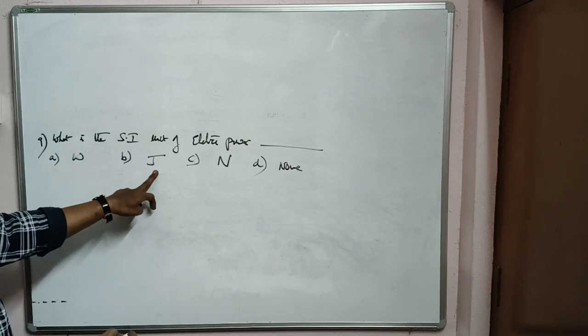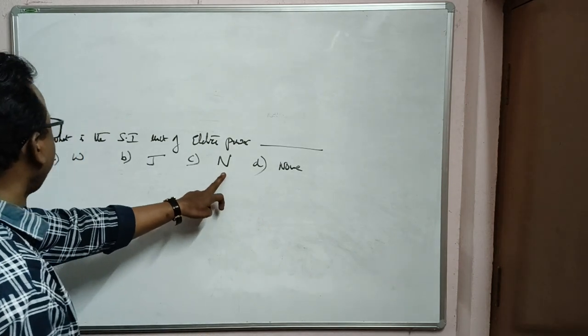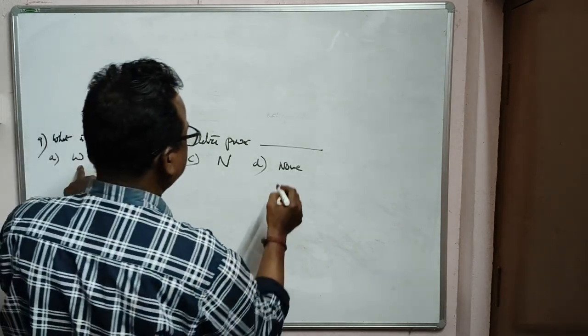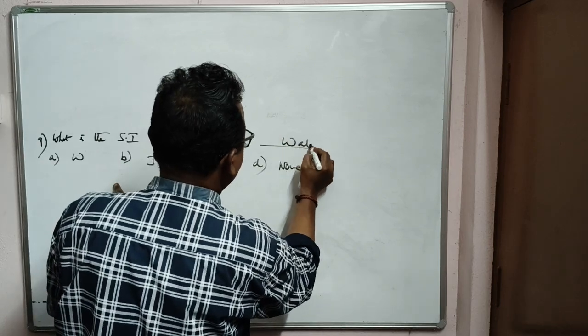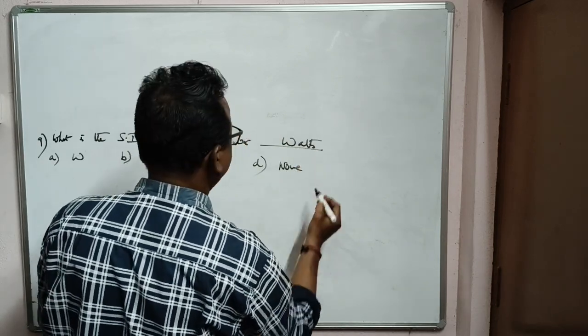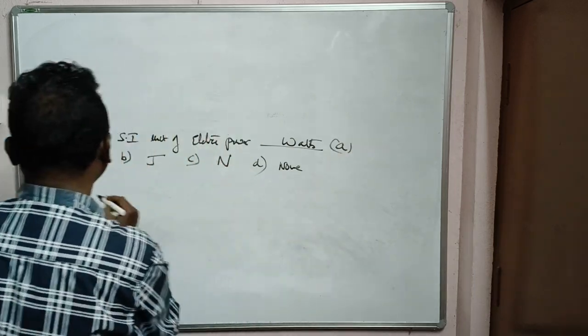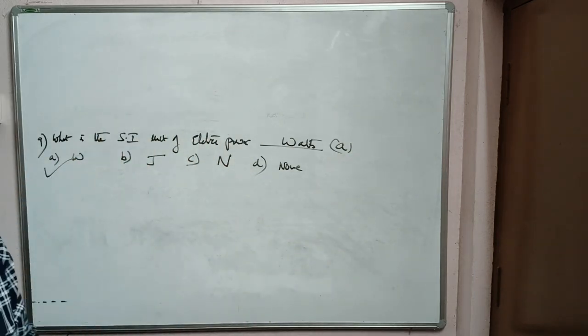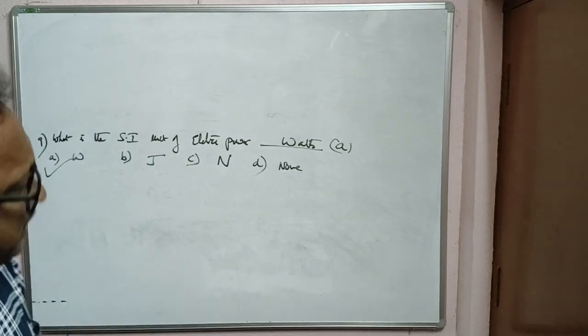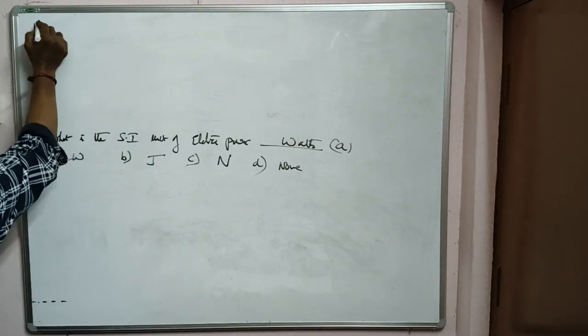See, joules means it is unit of work, newtons means unit of force, watt or kilowatts is the unit of electrical power or power. So A is the answer please. A. Ninth one. Okay. It's a very small one. Let us go to 10th problem please.